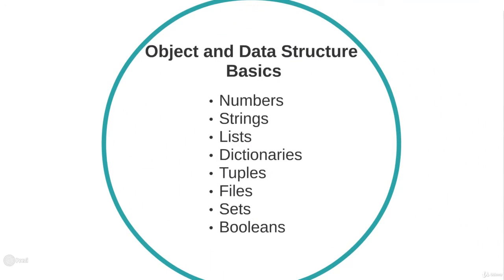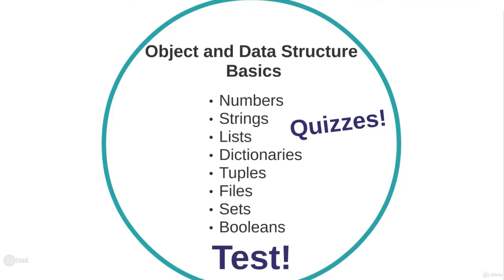Next, we start with the live code sections. We'll learn about object and data structure basics, including numbers, strings, lists, dictionaries, tuples, files, sets, and booleans, all in Python. After each of these individual lectures, there's quizzes to test your understanding. And at the end of this section, there's an assessment test, so you can check your knowledge on each of these topics.